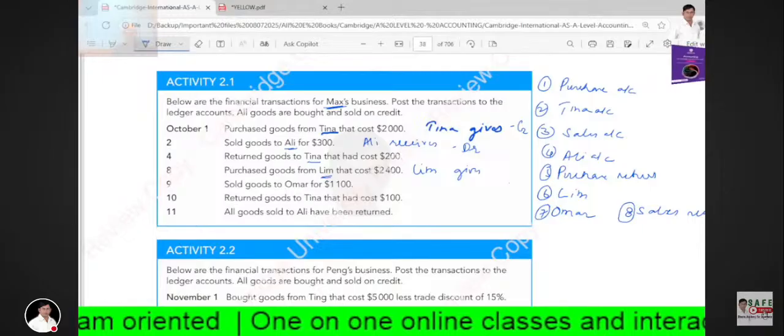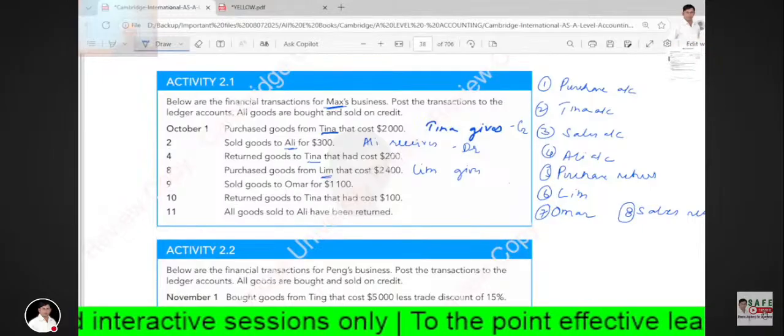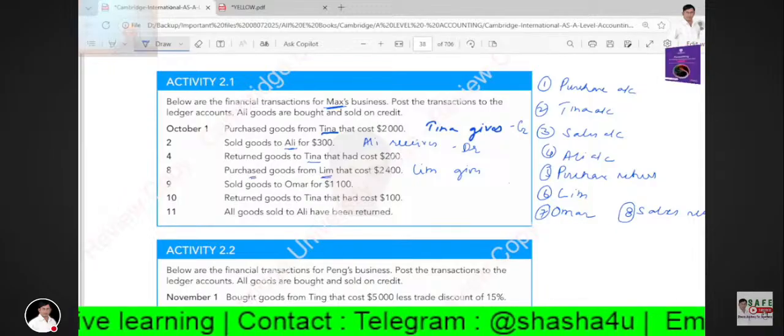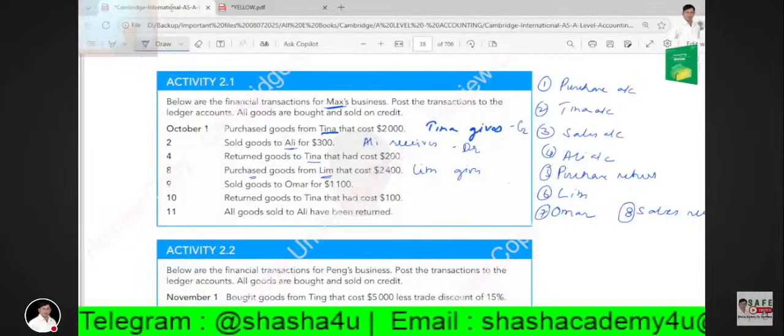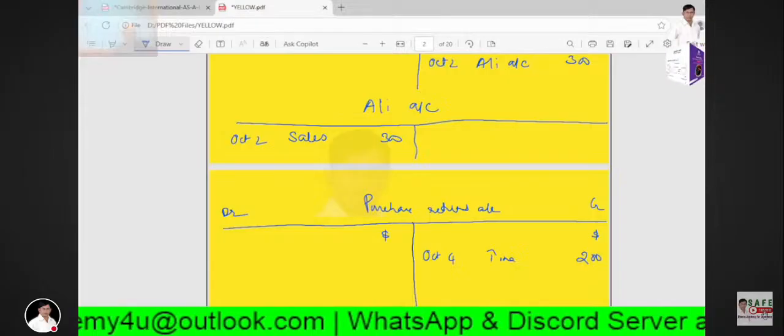When we purchase from Lim, Lim gives, so that's why we have to credit Lim. And purchases is an expense, so we have to debit purchases. Purchases account is already there, so we have to just write there 2400.